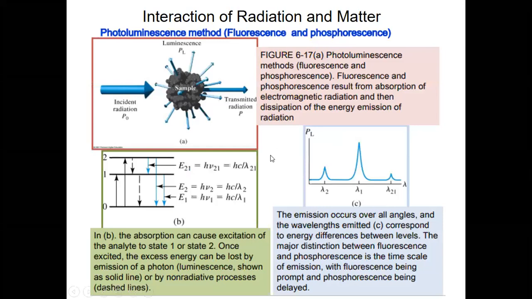And there is photoluminescence, like fluorescence and phosphorescence. This is another type of interaction that can happen. When the incident radiation comes, there will be some non-radiative decays and also some intersystem crossing.